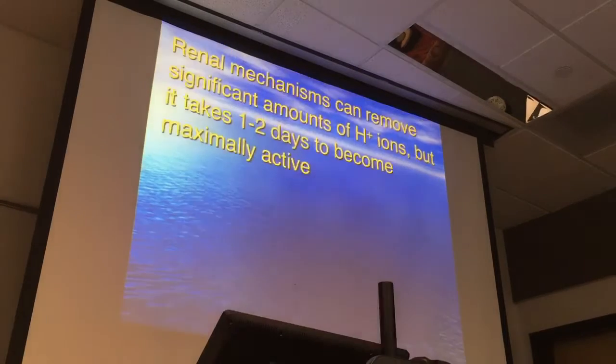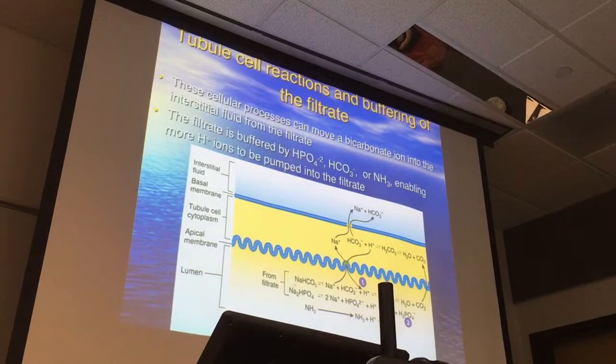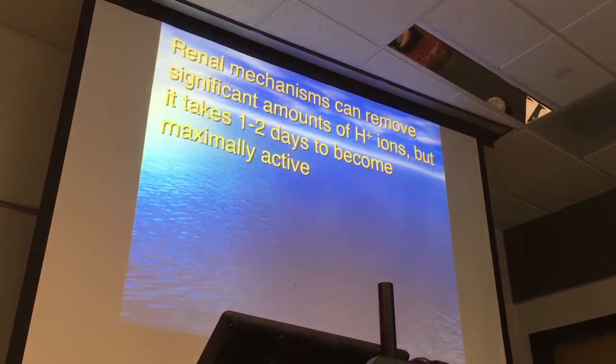Okay, now let's talk about the renal mechanisms. The renal mechanisms can remove huge amounts of hydrogen ions every day. But if you suddenly start generating too many, it takes a while, several days, before it becomes maximally active, because you've got to get these tubular cells to have a large enough number of these channels, okay? If you suddenly are generating much more, it takes a couple days for them to be fully active. They're active enough to handle the average daily load you generate.